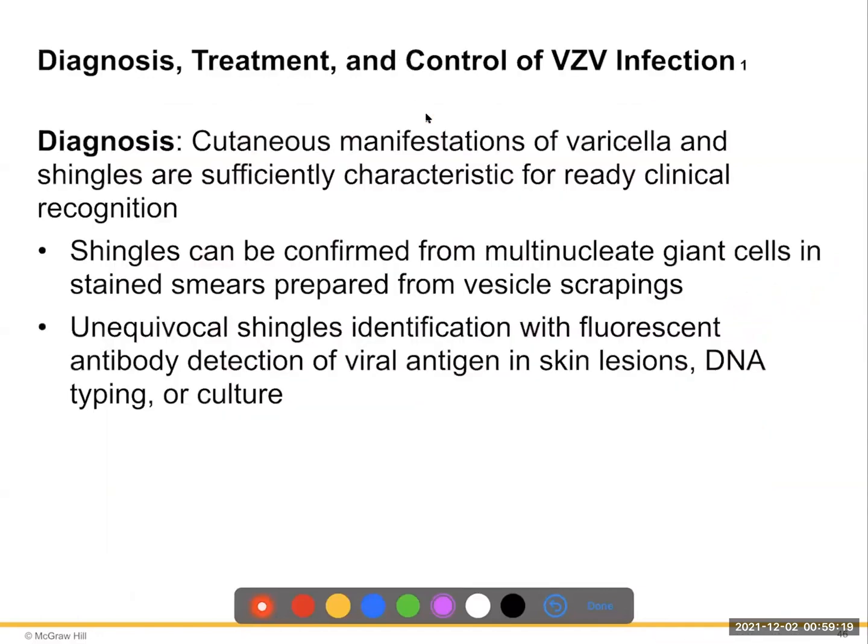Okay. Diagnosis, treatment, and control of the varicella virus. For diagnosis, the cutaneous manifestations of varicella and shingles are a physical characteristic for ready clinical recognition. Shingles are confirmed by multinucleate giant cells. Remember, we saw those. They're easy to define in stained smears prepared from vesicle scrapings. Unequivocal shingles identification is with fluorescent antibody detection of the viral antigen in skin lesions, or DNA typing, or culture. It's how we diagnose the virus.